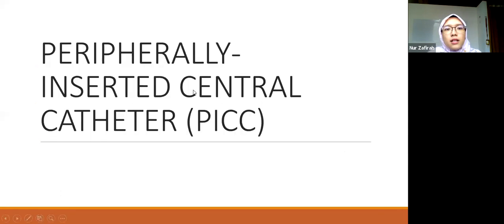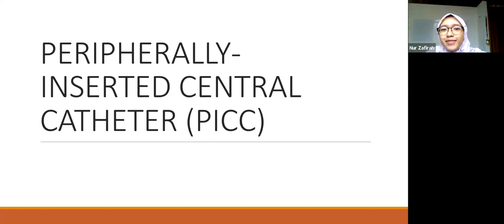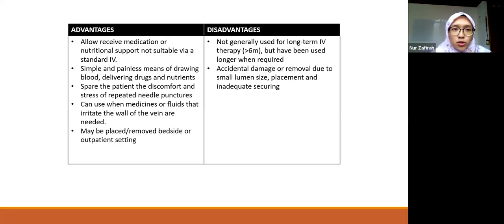Okay, next, the last one is the peripherally inserted central catheter, or PICC. People call it a long line. Oh, long line, because it's long. So what is the purpose, or the advantage, of the PICC line? It allows medication or nutrition support if a standard peripheral IV line is not suitable.